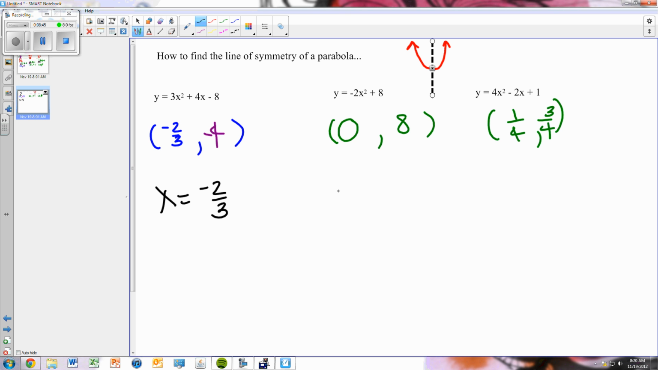For this one, we know our line of symmetry is going to be x equals, and then we've got to figure out which of these two is x. Well, that's 0. And then for the last one, our line of symmetry would be x equals 1/4. So we're really not adding any more work on there.